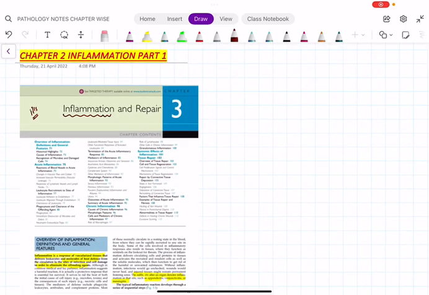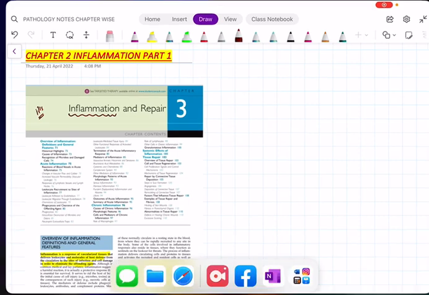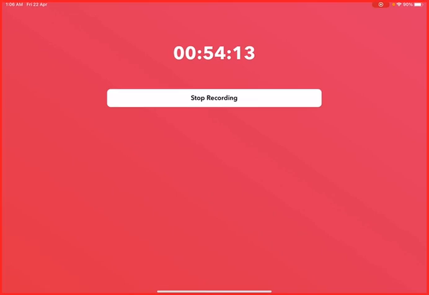Cardinal signs, Rudolf Virchow, Functio laesa, Celsus. These are very important terms. Please go through all of this. It is a must-know topic. You can't afford to miss any of these points.